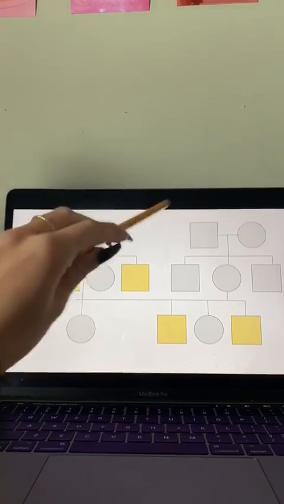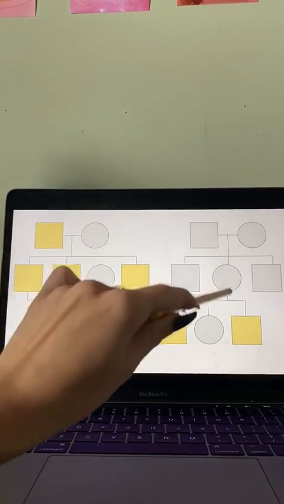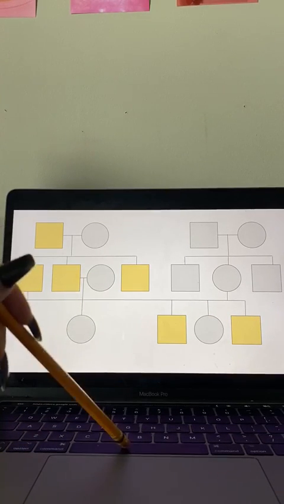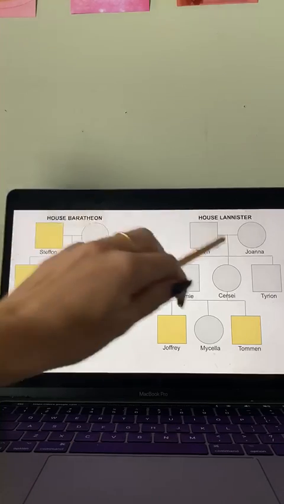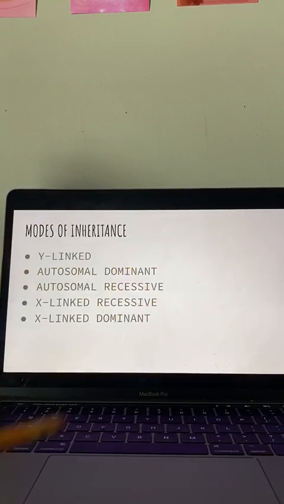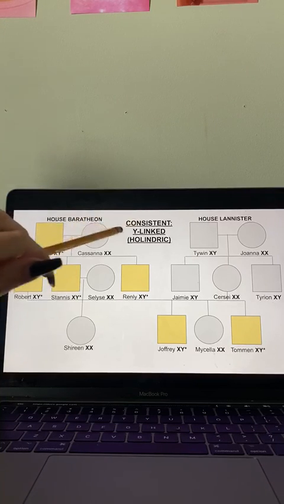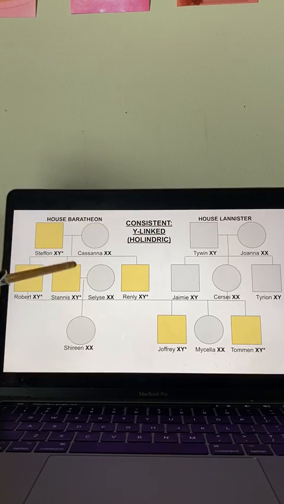Also, this is two families. We can tell this because they're connected by a mating line. So we're going to add some labels to help understand. Here's House Baratheon, House Lannister. We have 5 modes of inheritance. We have our Y-linked, Autosomal Dominant, Autosomal Recessive, and then our 2 that are linked to sex chromosomes, X-linked Recessive and X-linked Dominant. So for our first example, we have one that is consistent, our Y-linked.